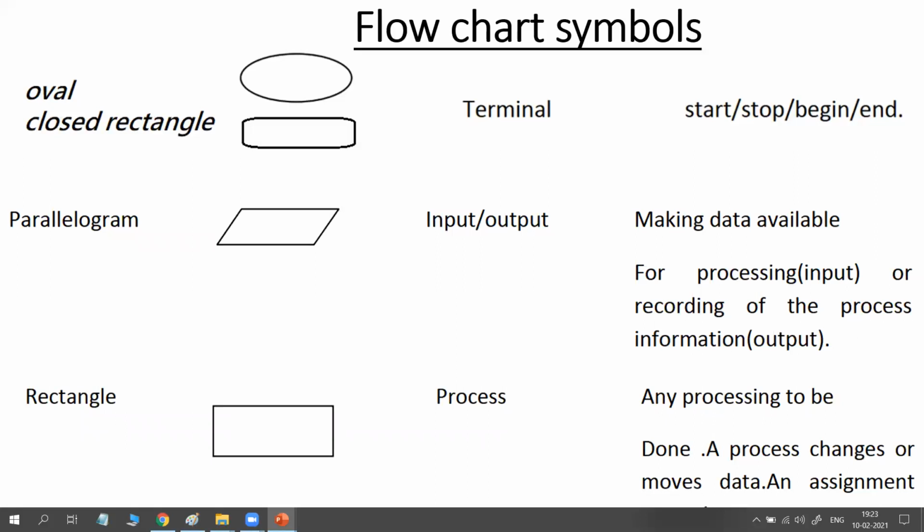Similarly, rectangle. A rectangle is nothing but any calculations or operations in our program. So it is called a process symbol. For example, addition of two numbers. So you use an operation addition. So addition of A, B. A is the first number, B is the second number, A plus B. That is one operation. So that type of operations can be represented with a rectangle.